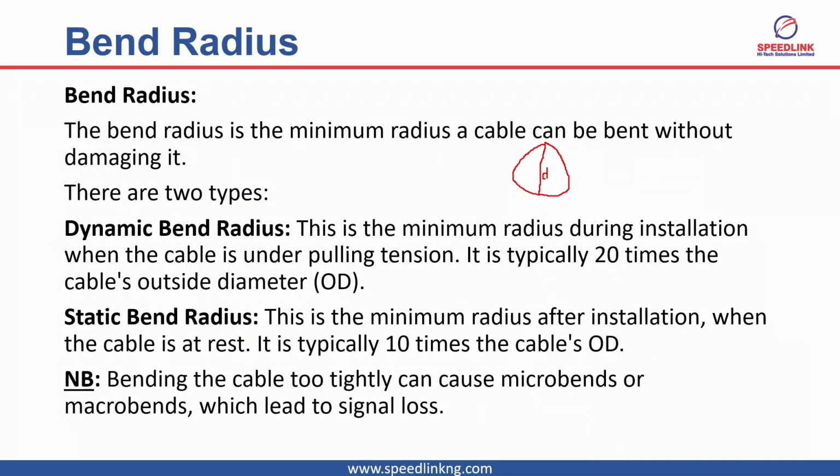Now let's imagine that our cable has a diameter of 1 meter, right? So the cable is as wide as 1 meter. Now that means the dynamic bend radius is going to be what? 20 times what? 1 meter. Which will be how many meters now? 20 meters. So during installation, we cannot bend that cable more than what? 20 meters. Do you understand? The bend radius of that cable shouldn't be more than what? 20 meters.